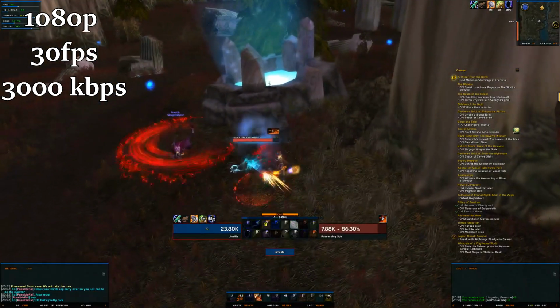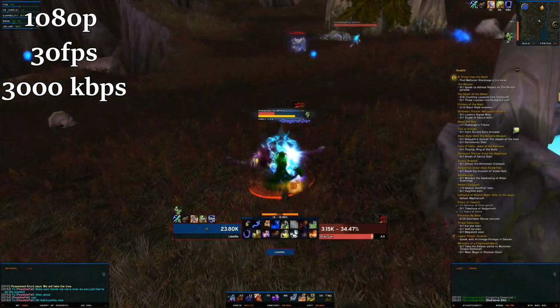All right, let's move into the sweet spot, the 1080p. This is what everybody wants to stream at. So what can you get with 3000 bit rate at 1080p? Well, 30 frames per second, you can see it doesn't look that bad.